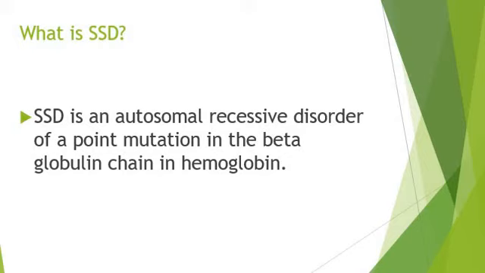We have several types of sickle disease, and it is most common in Africa and the Middle East. It is common also in India and the Mediterranean. The carrier state is more common as compared to the disease state.